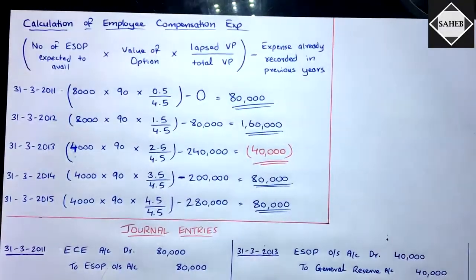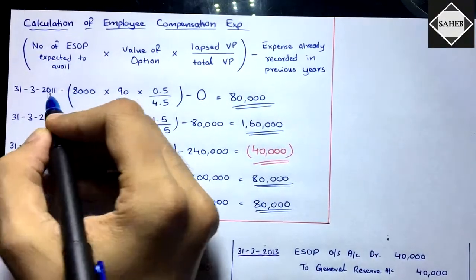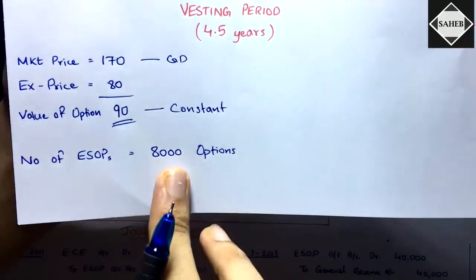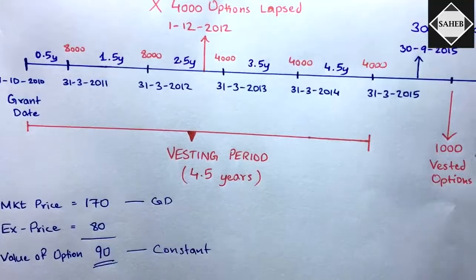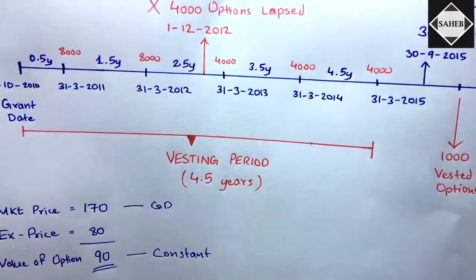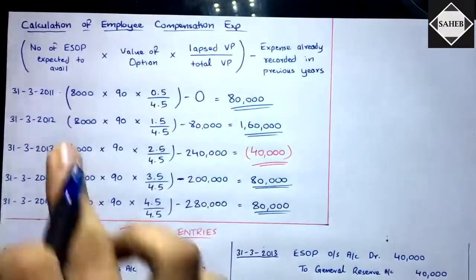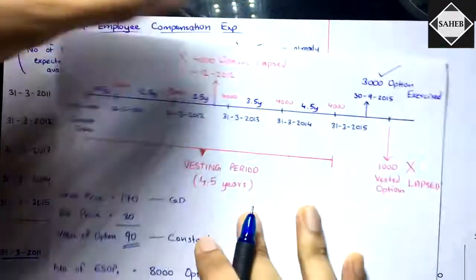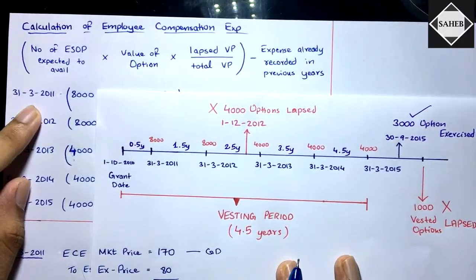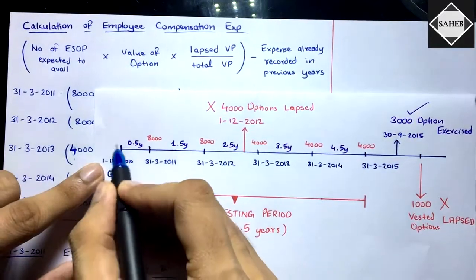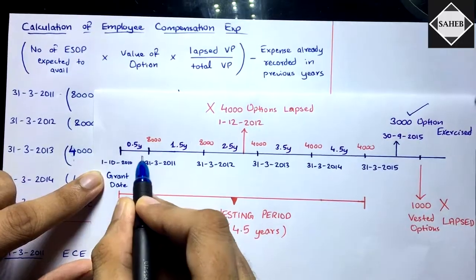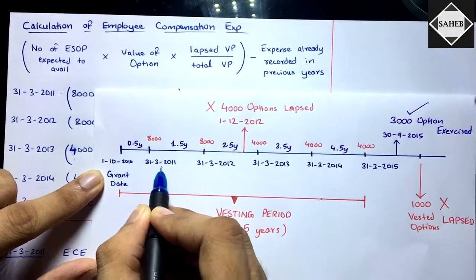So let's see the calculation. Simple. At 31st March 2011, what is happening? 8,000 options we are thinking will be exercised, because total options are 8,000, and we can safely assume, as nothing is said in the question, that all 8,000 options will be exercised in future. So 8,000 into 90, value of option will never change, it will stay the same, into 0.5 divided by 4.5. This is happening on 31st March 2011, at the end of this year. We offered the options on 1st October 2010, so this year is ending on 31st March 2011.